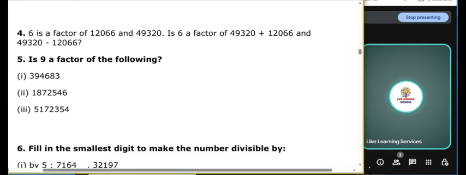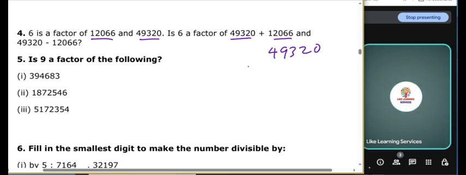Let me see if there's any other one. Say 6 is a factor of this and this. Is 6 a factor of this plus this, and this minus this? Can we check? Let's check the plus.